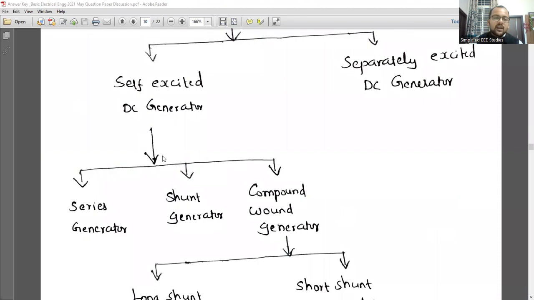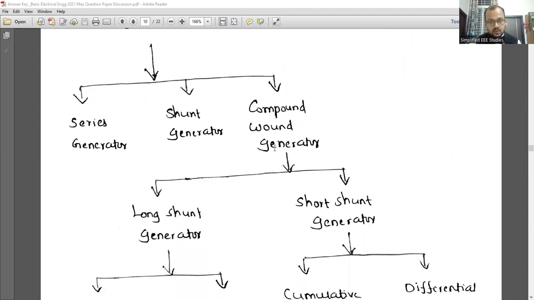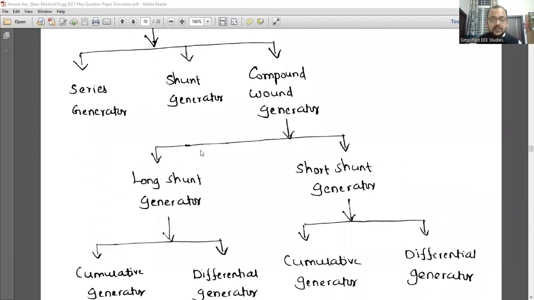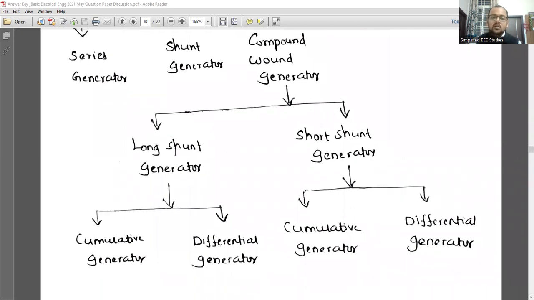Self-excited DC generator is divided into three types. One is the series generator. In a series generator, armature and field are connected in series, whereas in a shunt generator, armature and field are connected in parallel. In a compound wound generator, in a single generator, we have both the shunt field and series field. The compound wound generator is segmented into long shunt and short shunt generators. Again, long shunt and short shunt generators are divided into two types: cumulative compound wound generator and differential compound wound generator.